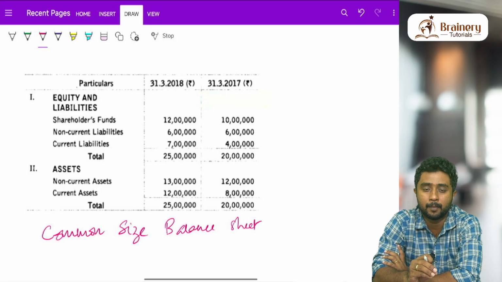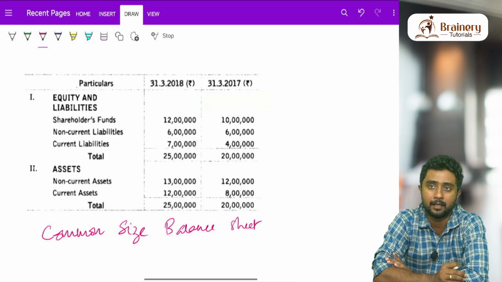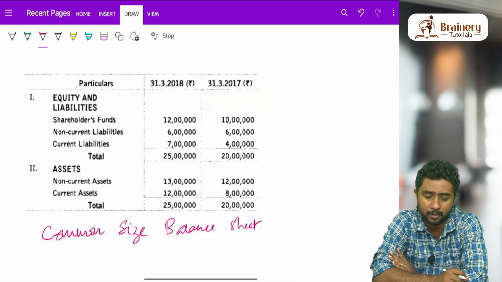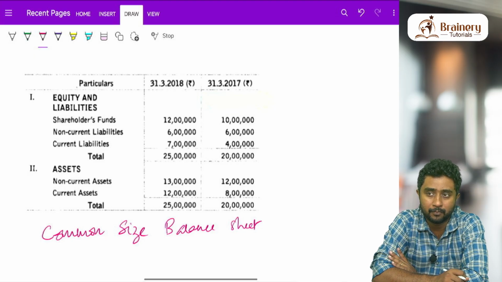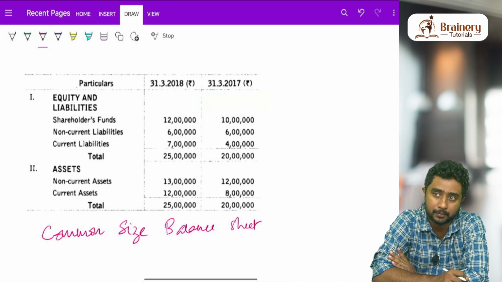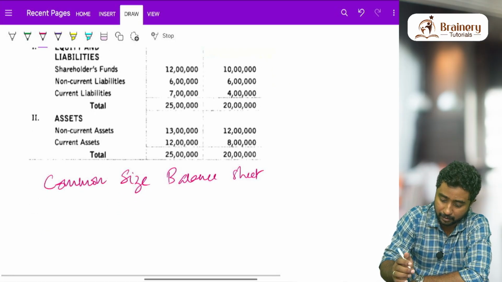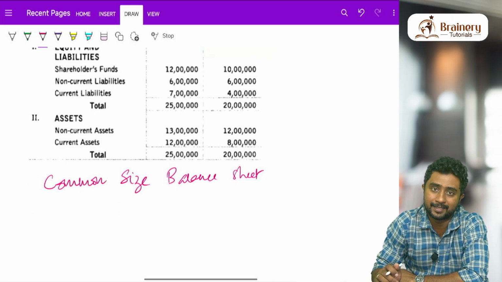When it comes to comparative statements, absolute change and percentage change will be added in the statement, and the rest of the format is the same as a normal financial statement. We start with the previous year amount column followed by the current year amount column. That is how we used to prepare. Here we are discussing common size statements, and particularly in this question we are going to discuss the common size balance sheet.